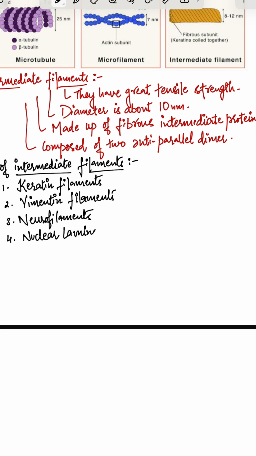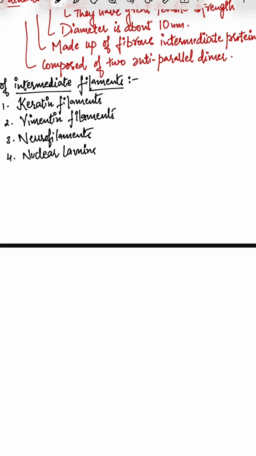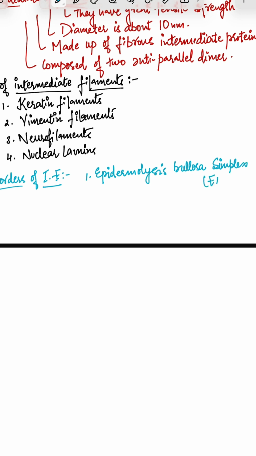Now, when there is some fault or damage in these filaments, some disorders are produced in our body, in cells. These disorders of intermediate filaments, first is epidermolysis bullosa simplex. These disorders are mainly concerned with cytoskeleton damage or rupture or any kind of disturbance in their alignment. Second is amyotrophic lateral sclerosis, ALS.